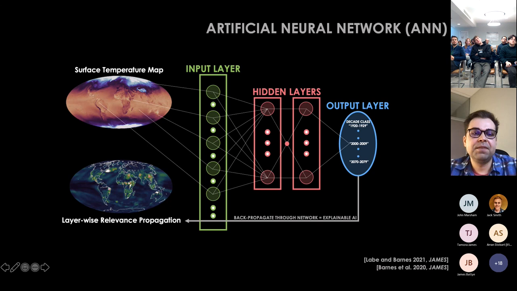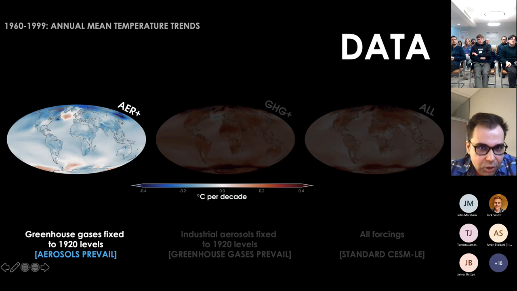Again, just to overview, we have this map of temperature from these climate model simulations that have different combinations of aerosols and greenhouse gases. We just want to ask the neural network what year it is and then use this explainability method to figure out how it knows. So what does our data look like from the climate model? This is just looking at trends from the raw data. The first simulation I've outlined here is where greenhouse gases are held constant. So in that type of world, you're only having aerosols evolve.